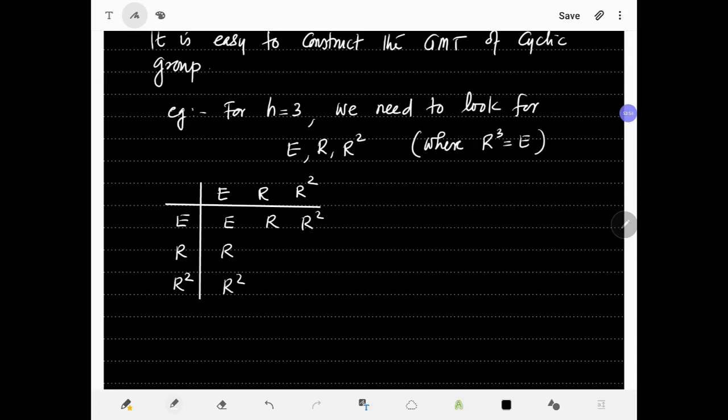Now in the second row, the second element is R into R, R square, and the third element is R cube, and R cube is identity element. And in the third row, the second element is R cube, R into R square, which is R cube, which is identity element again, and the third element is R to the power 4, which is R. And if you now look at the group multiplication table, you can see there is an ordered arrangement of elements.